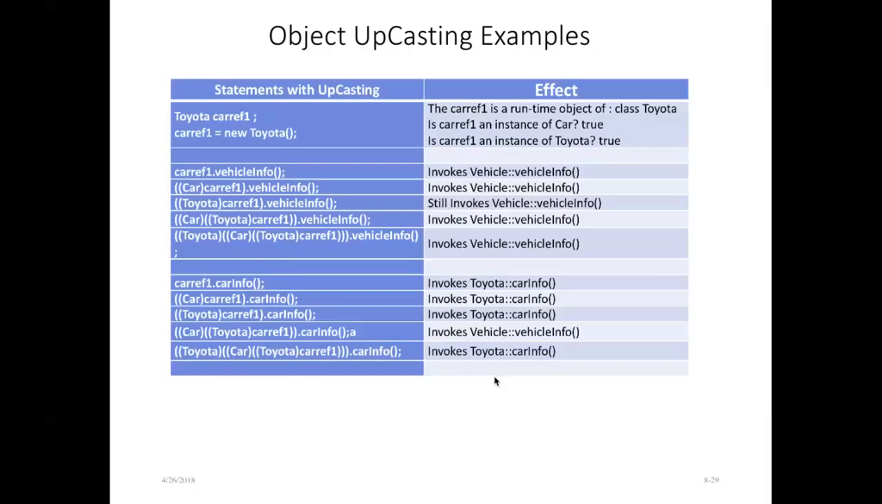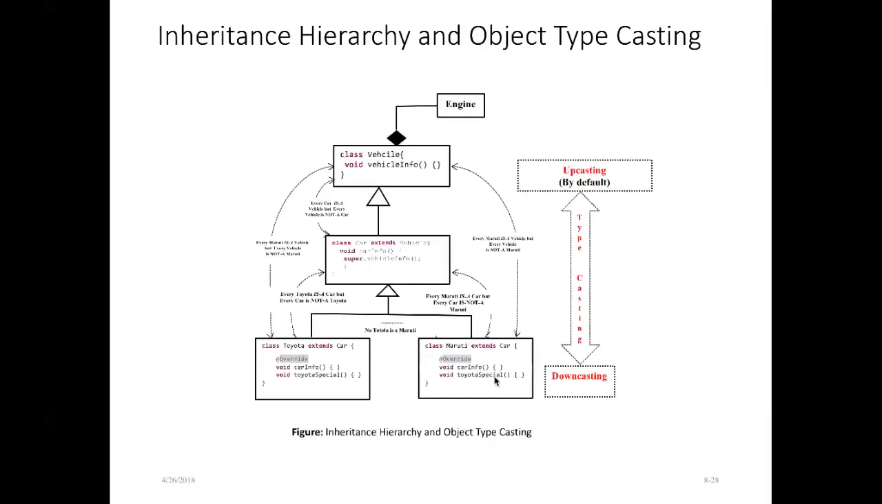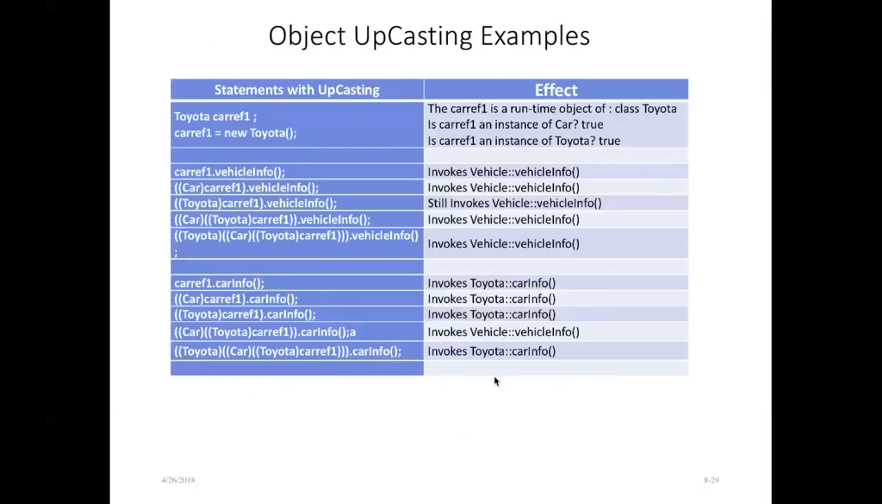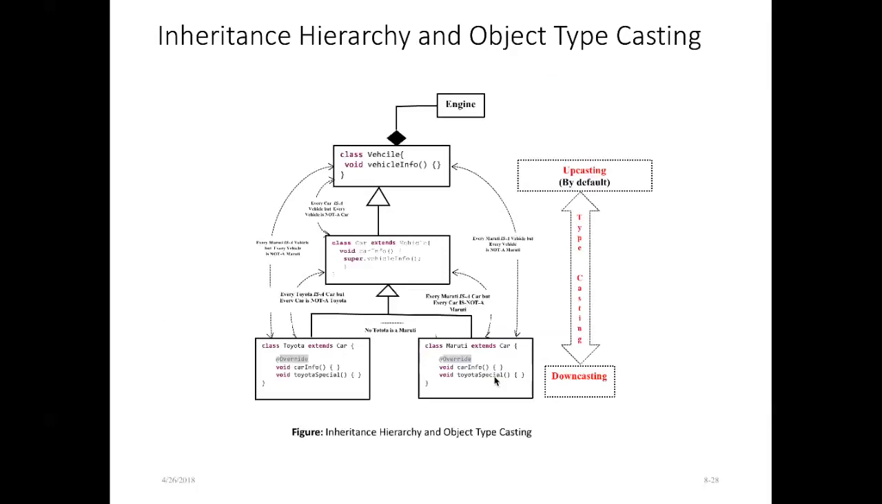Runtime object, okay? And the question is: is car reference an instance of car? Remember and recall this picture. I created it as a Toyota. Toyota is here, but car is here. Toyota is a child class, but car is a parent class, the base class.